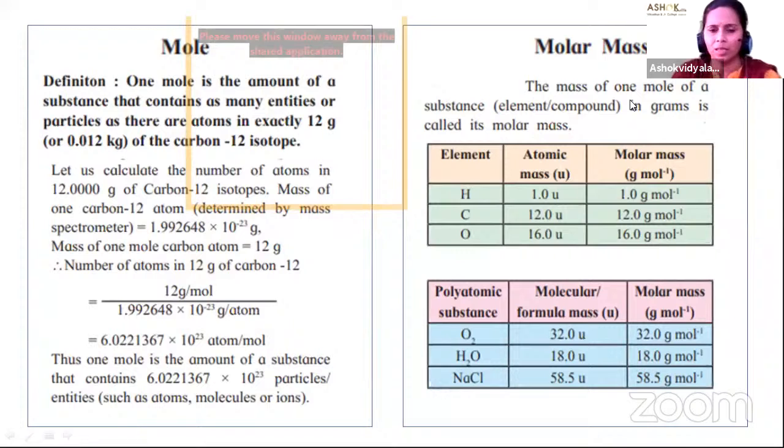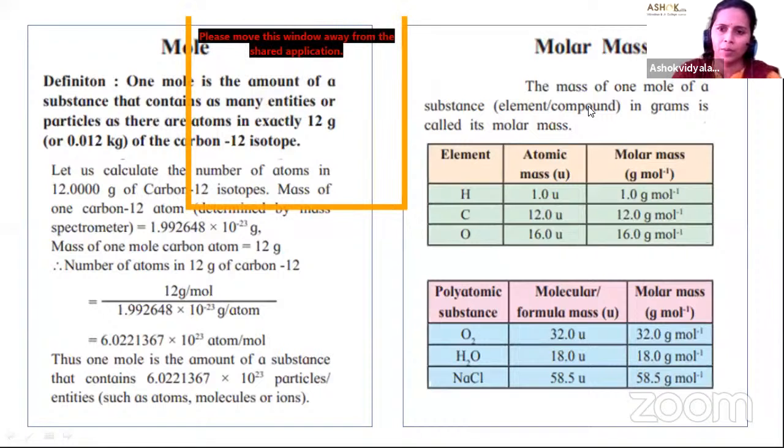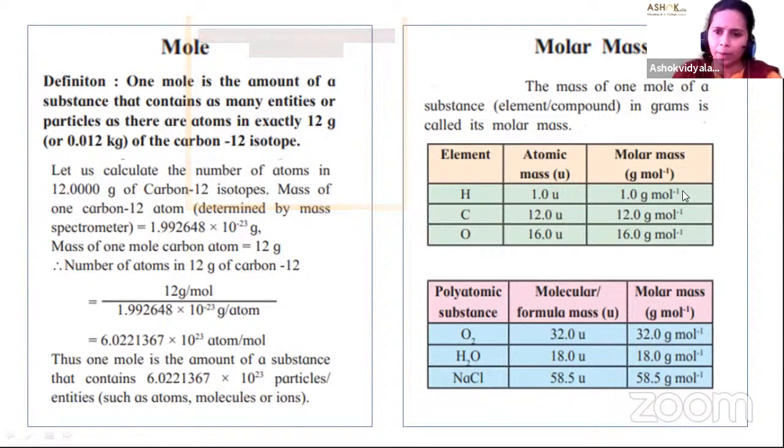Molar mass is what? It is again very easy. It is the mass of 1 mole of a substance, for example 1 mole of carbon. Its molar mass we represent in gram per mole. See, the table is given here: hydrogen, carbon and oxygen. We know the atomic mass, and for molar mass you just remove U and write gram per mole. So when you find molar mass, the unit will be gram per mole, and when you write atomic mass, the unit will be U.